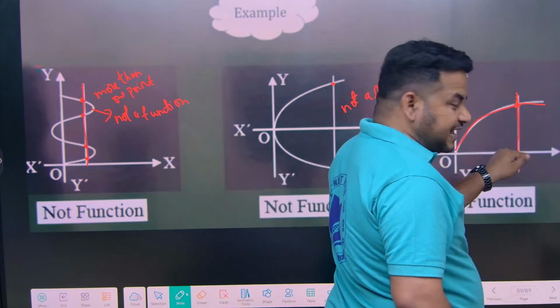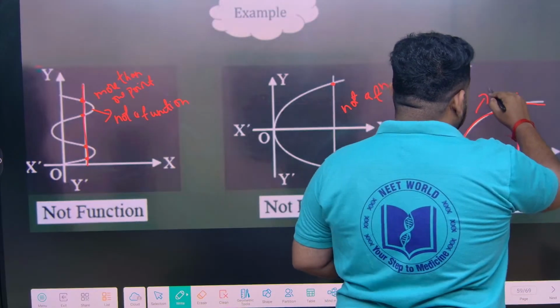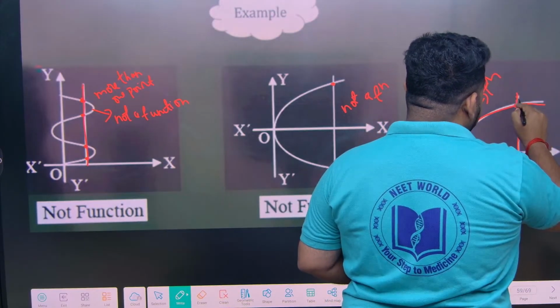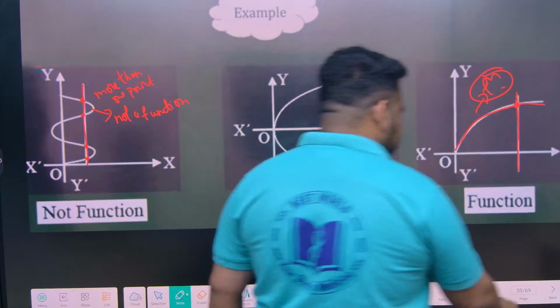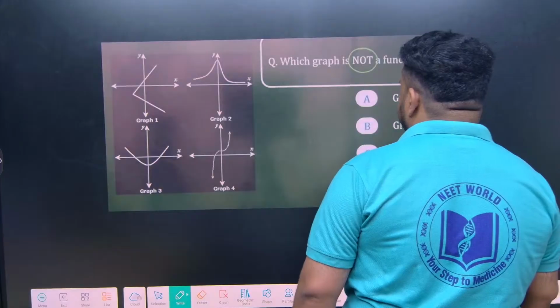Forget about this, this is just the x-axis. The curve is this one. This is the curve, this is the function. So it is cutting only at 1 point, so this is a function. Clear? This is clearly a function.